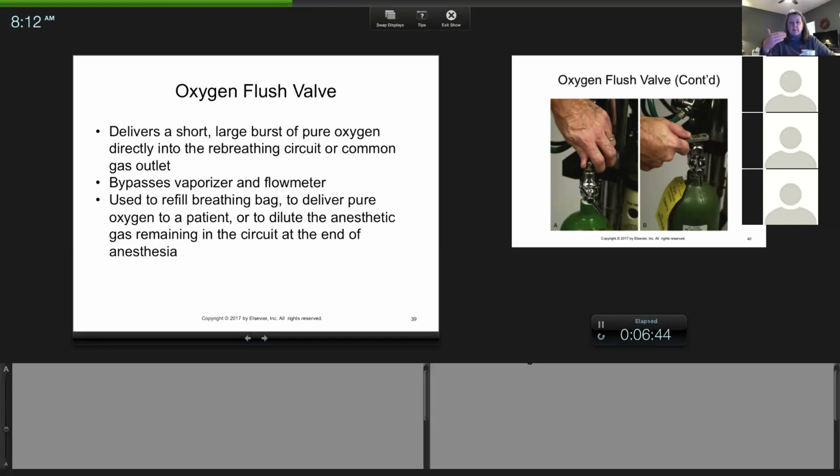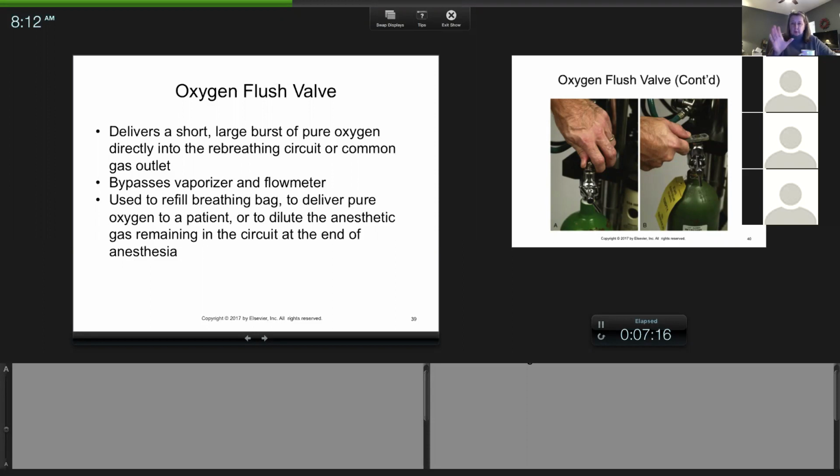So if you have to give a burst of pure oxygen, you can do this without delivering anesthetic to the patient. And it bypasses the vaporizer, it bypasses the flow meter. Now, what's interesting is when you hit the flush valve, it can deliver up to 75 liters in a minute. Like if you held it for 1 minute, you could deliver 75 liters of oxygen. So it's very high pressure, it's a very large amount of oxygen very quickly.